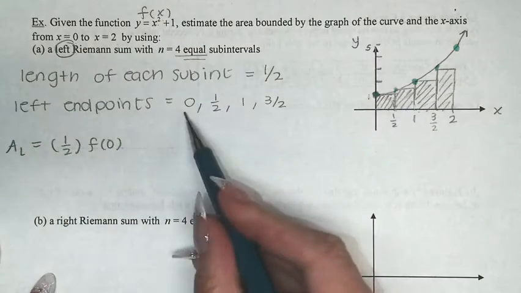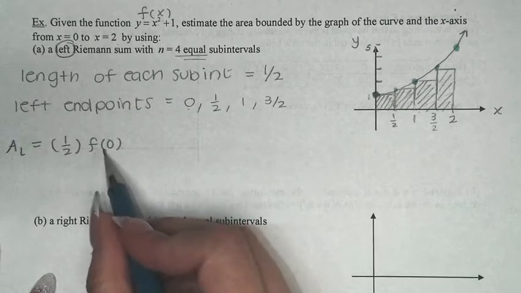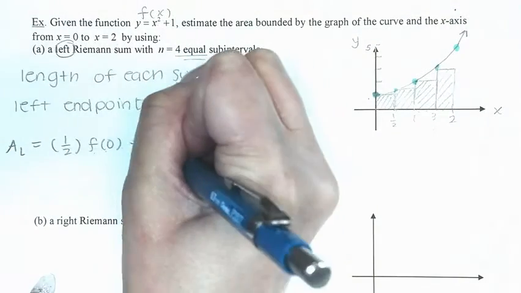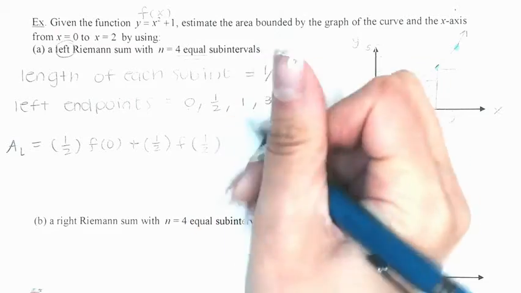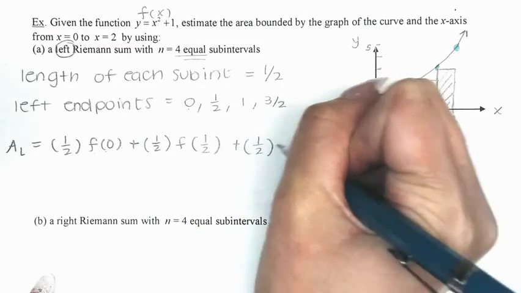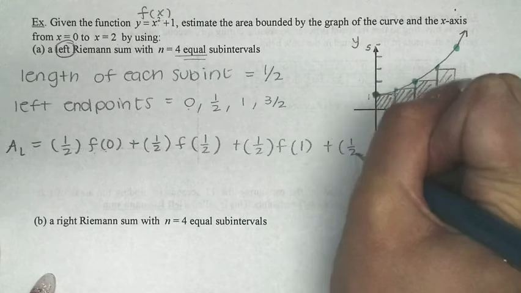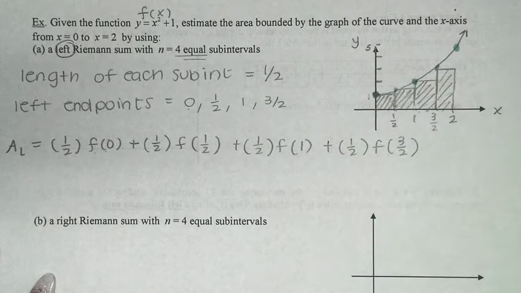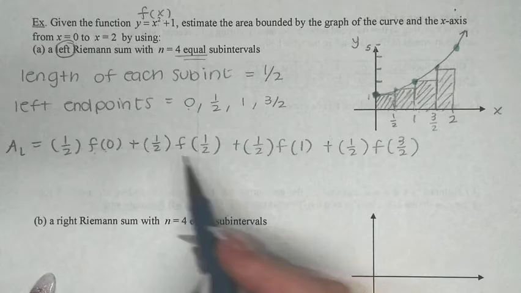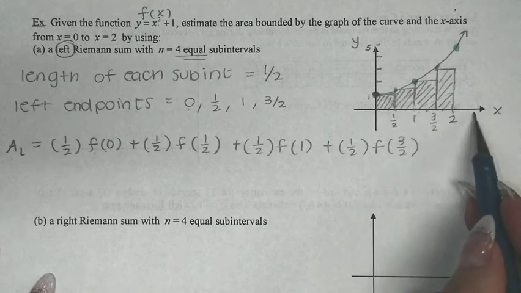Why 0? Because that's my left endpoint on this equation, meaning the height. This is the height. So plus 1/2 times f of 1/2 plus 1/2 times f of 1 plus 1/2 times f of 3/2. So pretty much we're doing base times height 4 times because we have 4 rectangles.